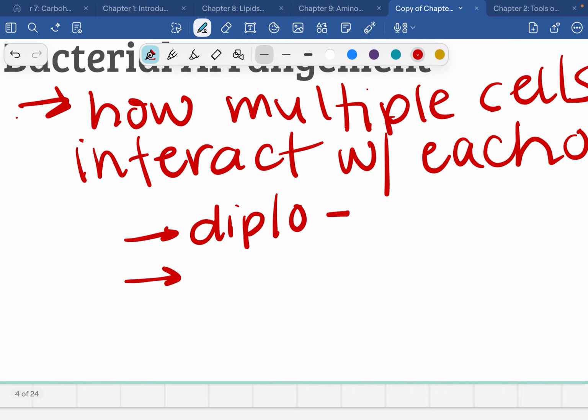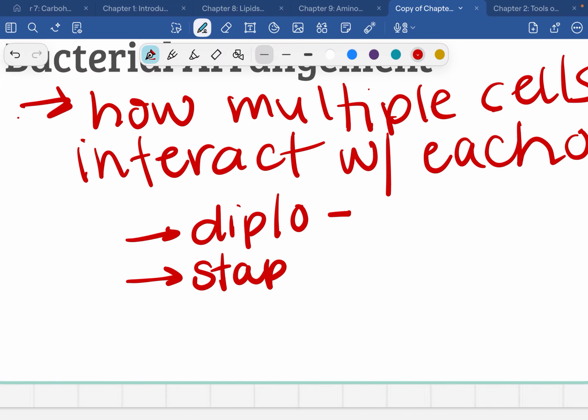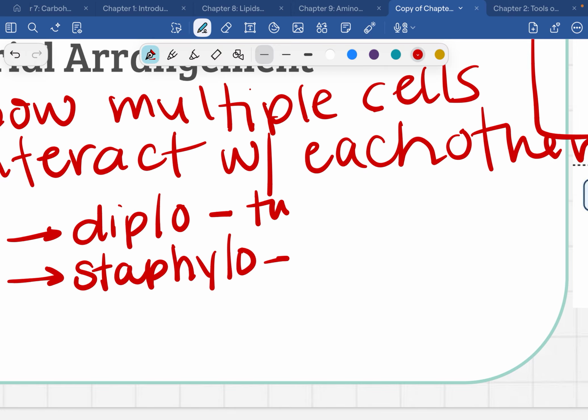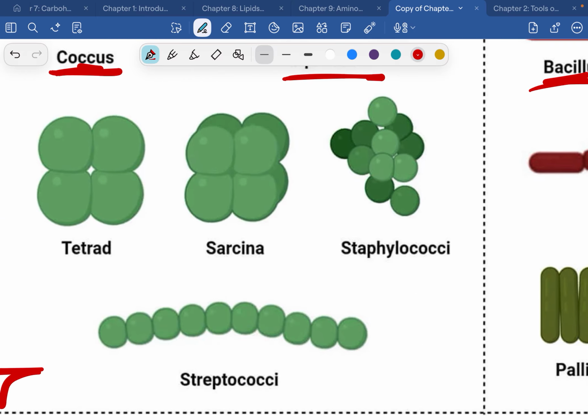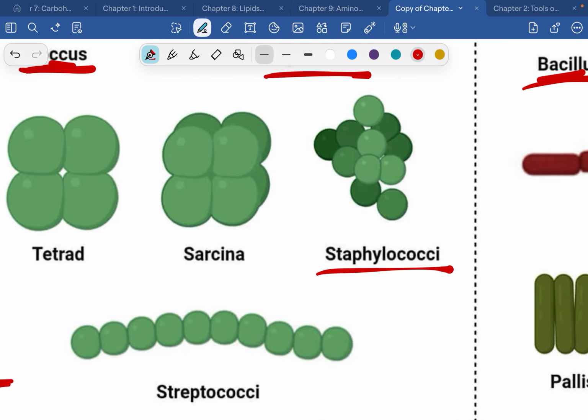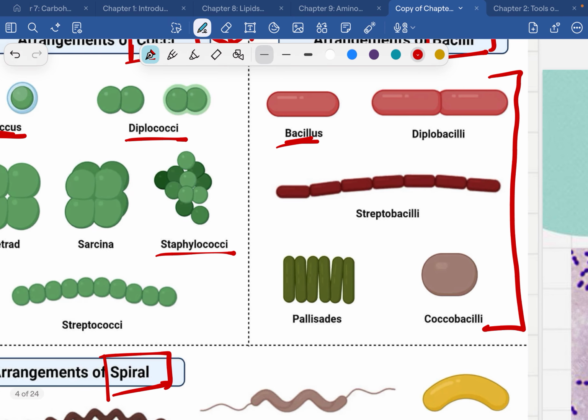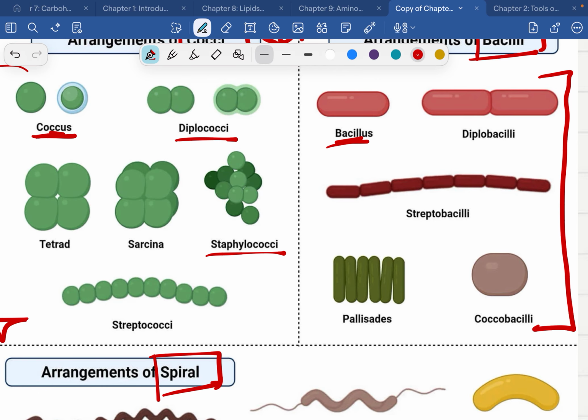The other one that you have to know is staph or staphylo. And staphylo basically means a cluster. Okay, so a staphylococcus is a cluster of cocci. You can also have a staphylobacillus, but that's not very common, so that's not even shown here. Staphylococcus is the most common. And you may recognize that word if you've ever heard of a staph infection or Staphylococcus aureus, which causes staph infections.